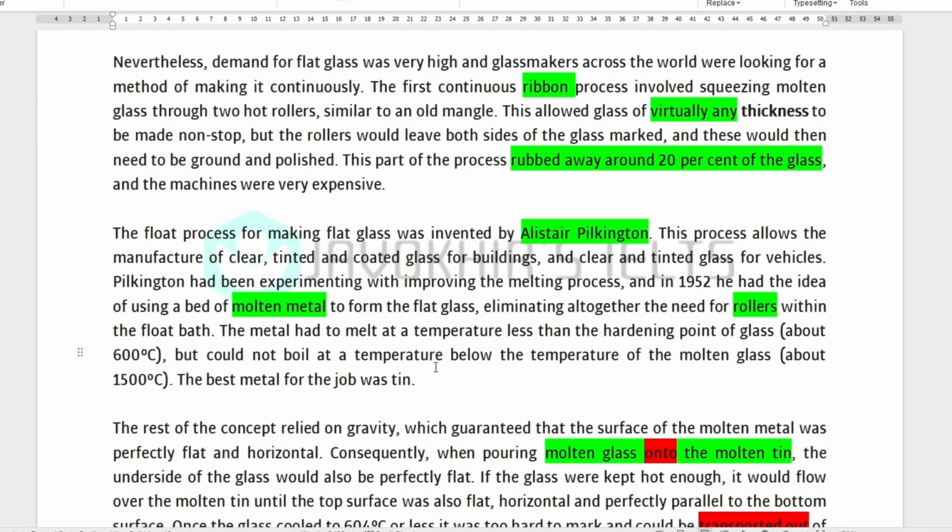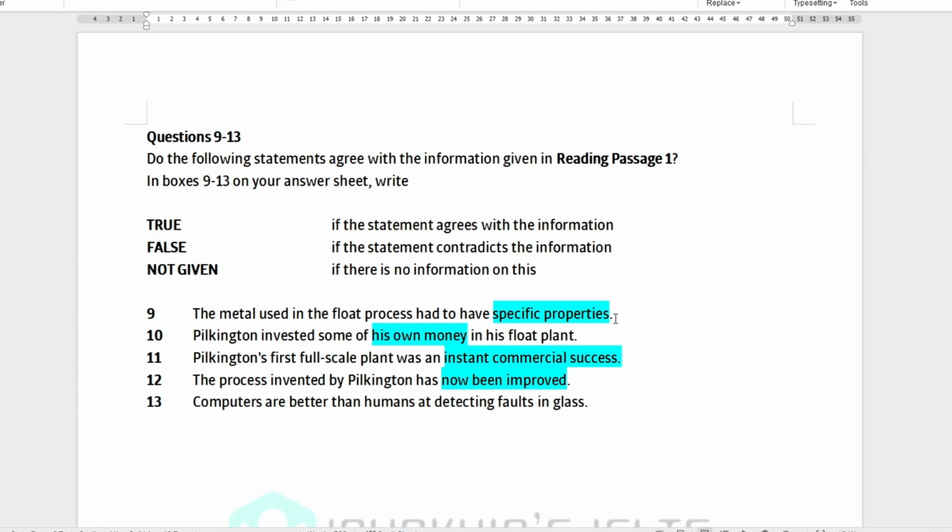Melting at a temperature less than the hardening point of glass, not boiling below the temperature of the molten glass. So basically they're saying that it was pretty hard using different kinds of materials. The best type of metal was tin to successfully finish the process. I'm going to choose a cyan color here. If it's that, then the answer is going to be true. I'm going to name it as T.